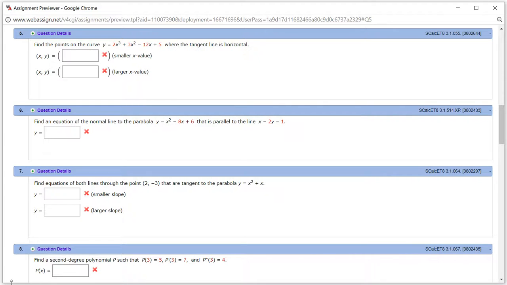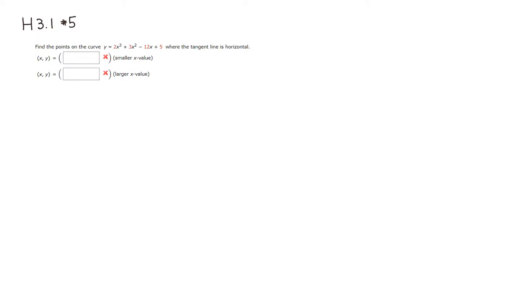All right, let's look at homework 3.1, problem number 5. We want to find the point on the curve where the tangent line is horizontal. Horizontal means that the slope is going to be 0. So it means that the derivative, which tells you about the slope of the tangent line, has to be equal to 0.